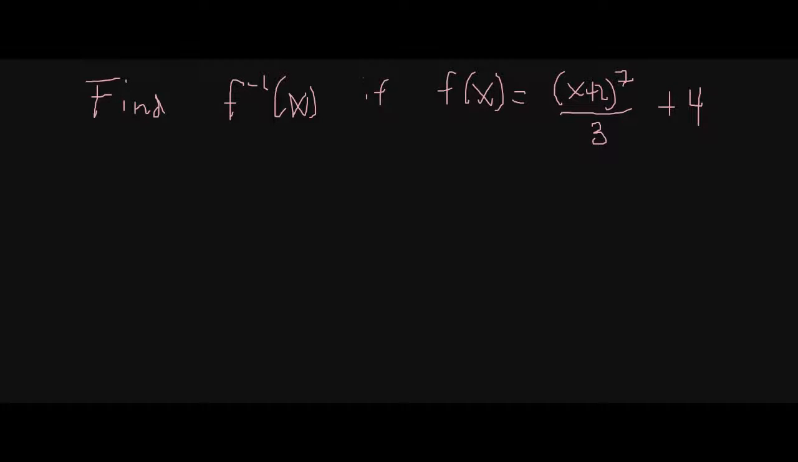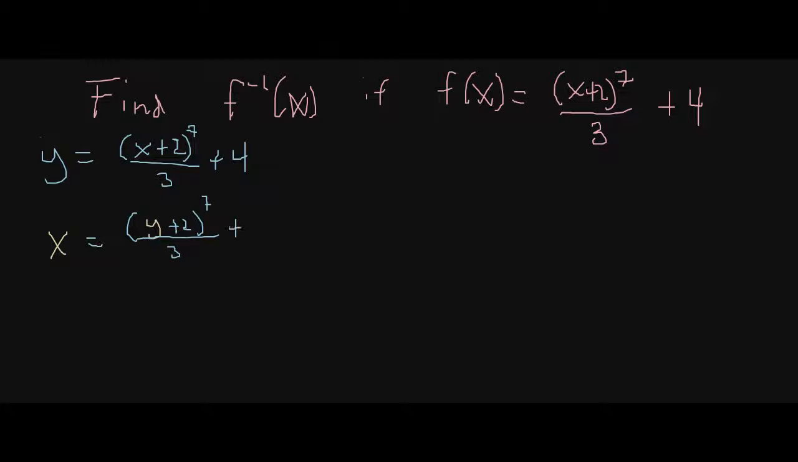First thing I'm going to do is rewrite this as y is equal to (x plus 2) raised to the 7th power divided by 3 plus 4. What do you think the first step is? You're 100% right. We switch our variables, and we get the same problem, just with the variables switched because we're trying to find the inverse.